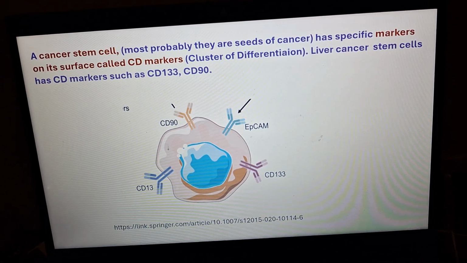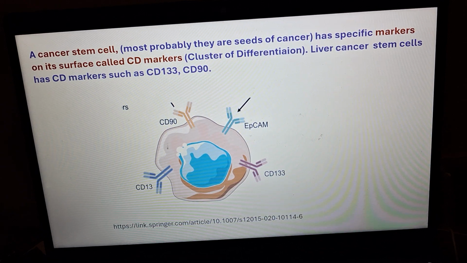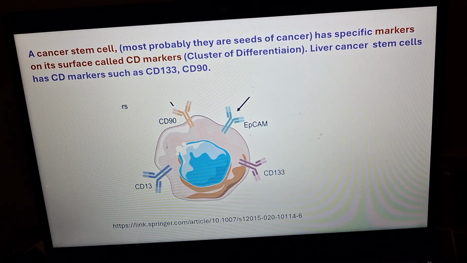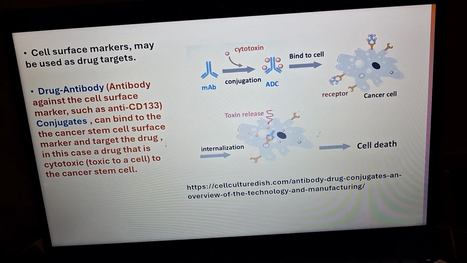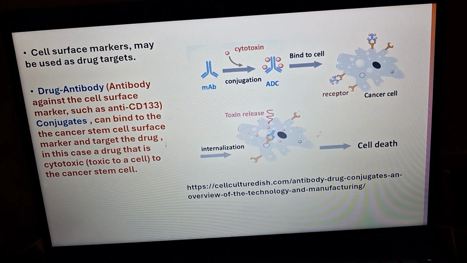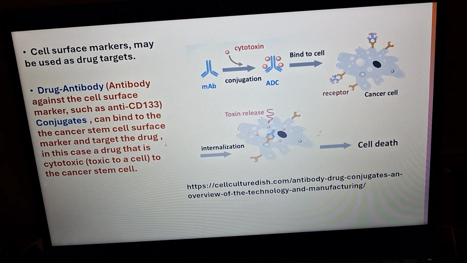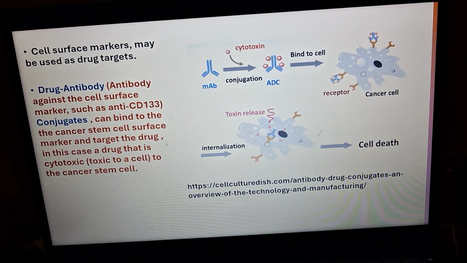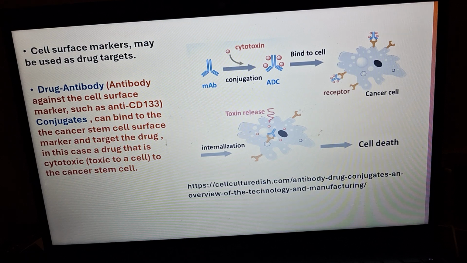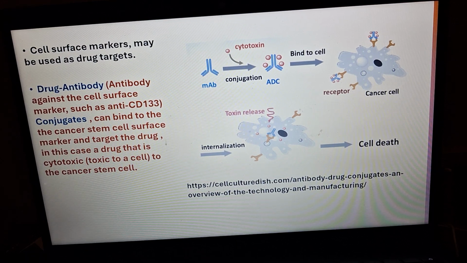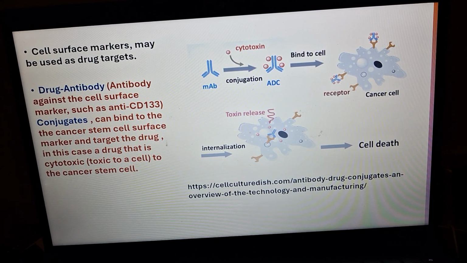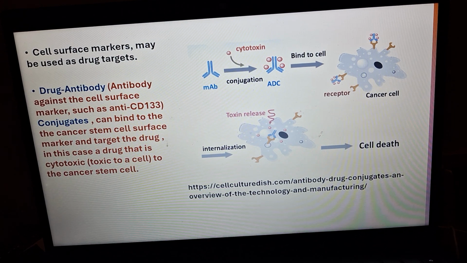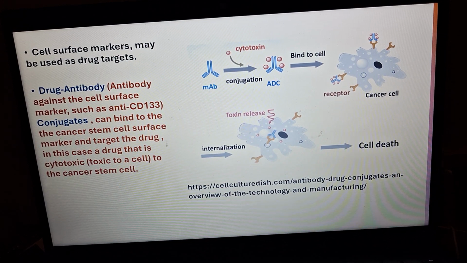So these markers can be used as targets for drugging the cancer stem cell, as shown in the next slide. For example, there are discoveries which have been made in various pharmaceutical labs called drug antibody conjugates. In such a case, as you can see on the right hand side of the slide, a drug is bound to an antibody which is against these CD markers on the cancer stem cell.